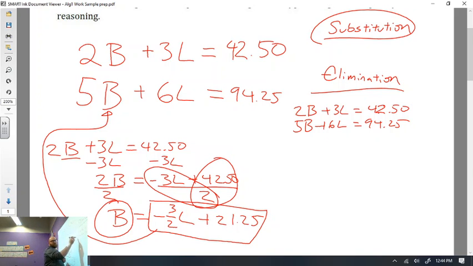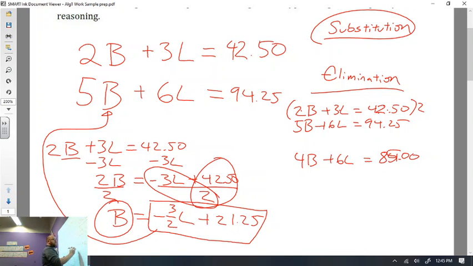2 minus 5 would be negative 3, 3 minus 6 would be negative 3, and 42.5 minus 94.25 is some number that I'm hoping you have a calculator for. But what we can do is we can take this first equation and multiply it by 2. If we multiply all three terms, the b, the l, and the constant by 2, this will give us exactly what we want. 4b plus 6l equals 85 on the nose. Okay?